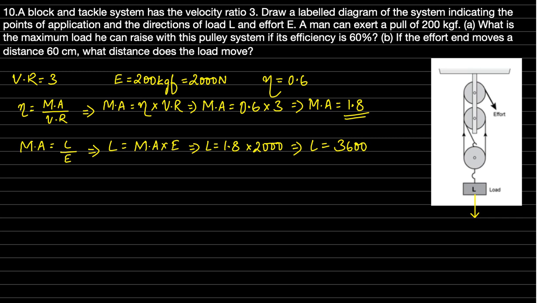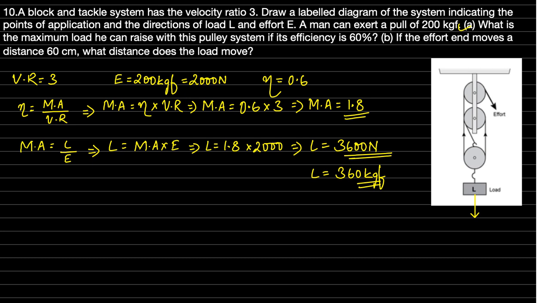18 into 2 is 36. So 3600 newtons, or if we wish to write it in kgf, we need to divide it by 10. So 3600 divided by 10 is 360 kgf. So we just got the load as 360 kgf. So we are done with the A part of the question.